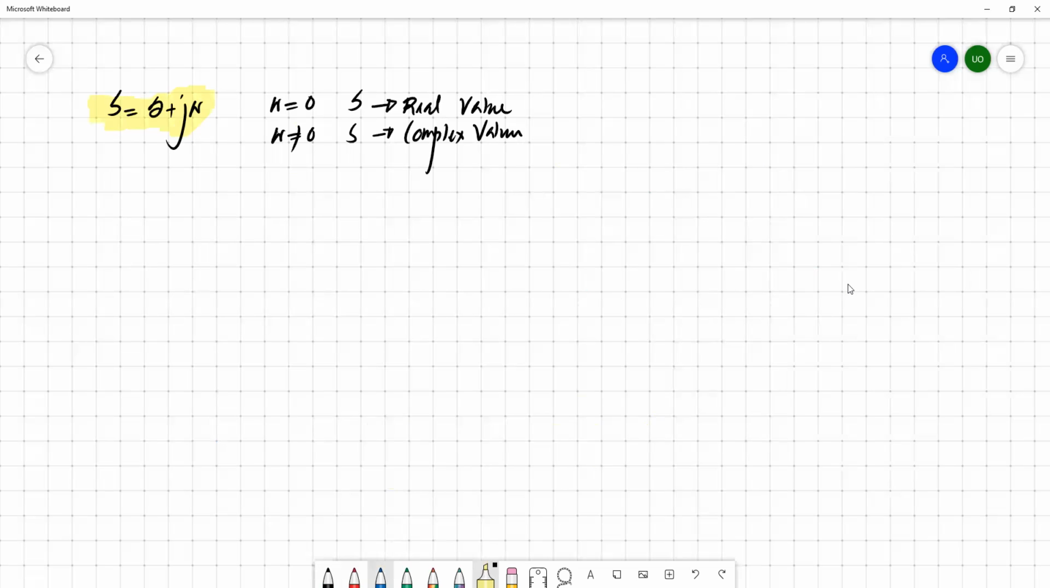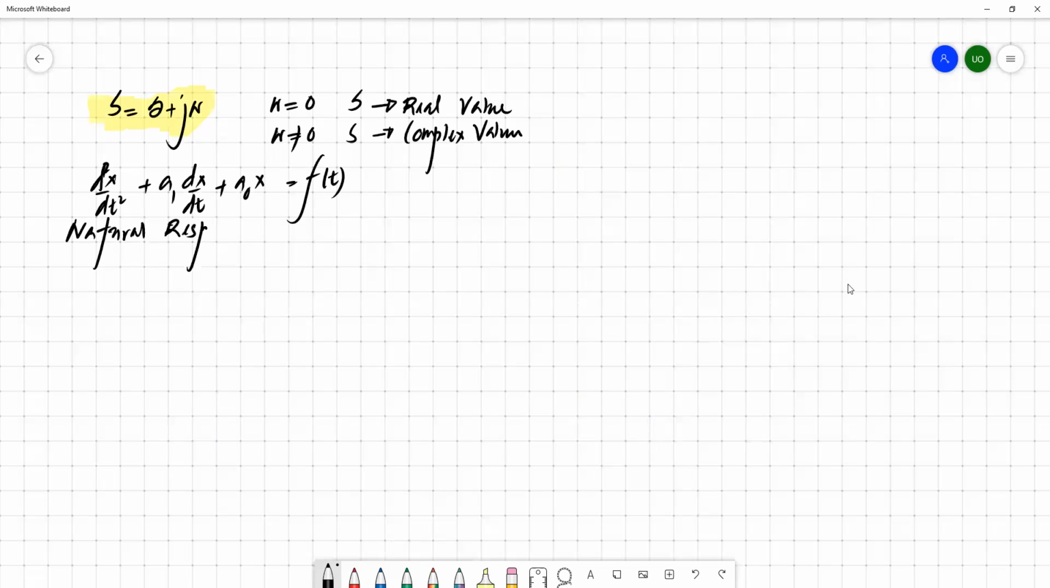Then we know that for this second order differential equation, this is your differential equation. If we want to evaluate the natural response, we let f(t) be 0. Then our modified differential equation would be in this form.